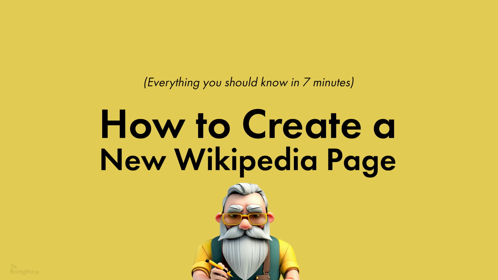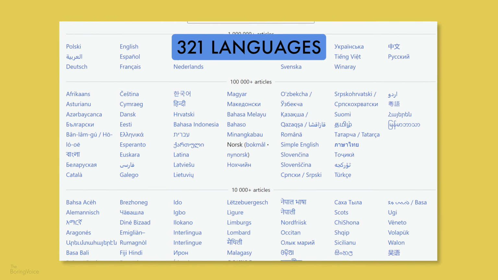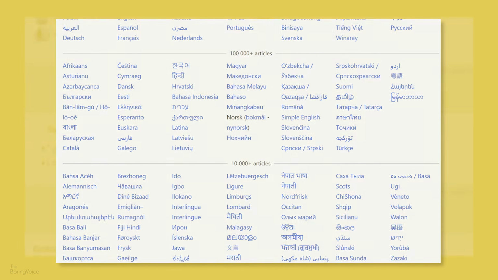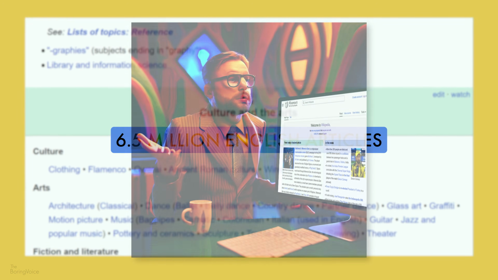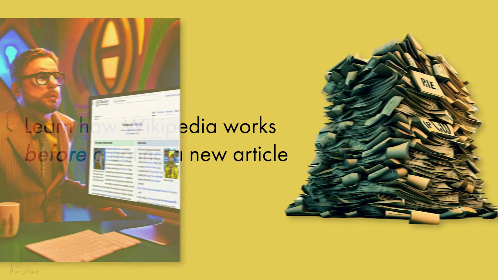How to create a new Wikipedia page. Wikipedia is available in 321 languages with over 61 million articles. The English language Wikipedia alone has over 6.5 million. Anyone can write a new article for the online encyclopedia if they know the rules.